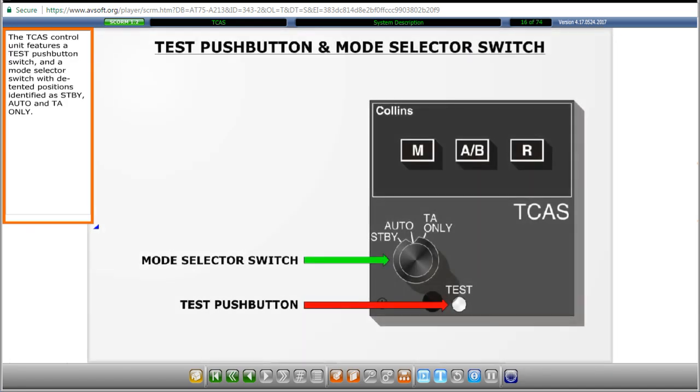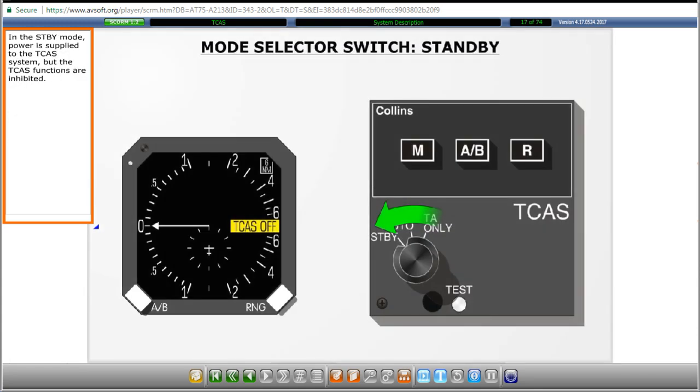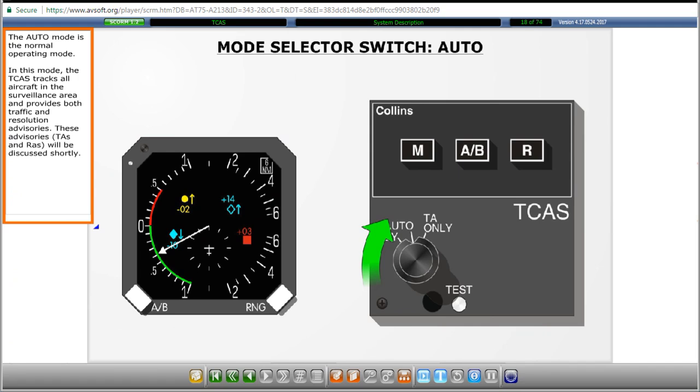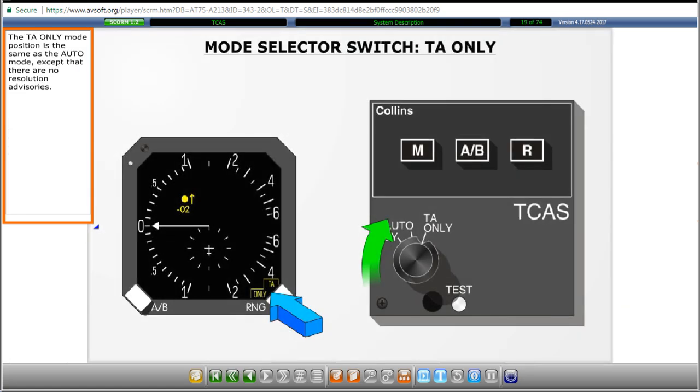The TCAS control unit features a test push button switch and a mode selector switch with detented positions identified as standby, auto, and TA only. In the standby mode, power is supplied to the TCAS system, but the TCAS functions are inhibited. The auto mode is the normal operating mode. In this mode, the TCAS tracks all aircraft in the surveillance area and provides both traffic and resolution advisories. These advisories will be discussed shortly. The TA-only mode position is the same as the auto mode, except that there are no resolution advisories.